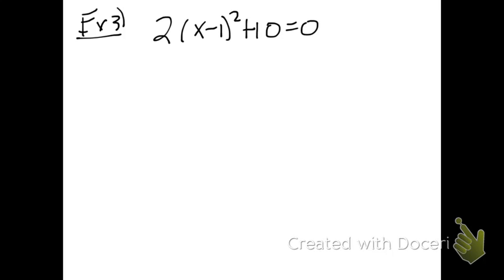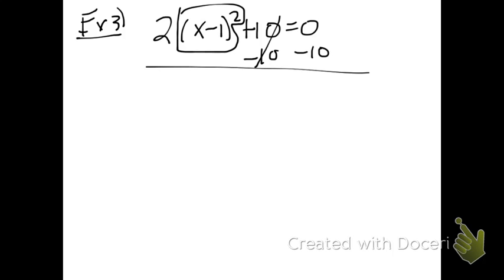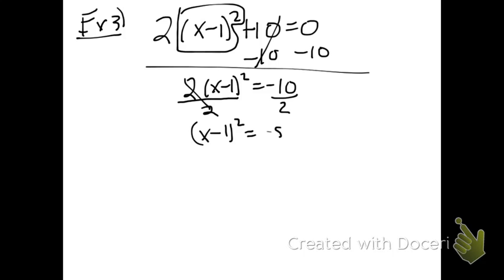All right, we'll end with one last example. Let's call this example 3, where I'm going to solve 2 times the quantity x minus 1 squared plus 10 equals 0. Same idea as the last section. I'm going to isolate the squared term. So I'm going to subtract 10 from both sides, and I'm going to have 2 times the quantity x minus 1 squared equals negative 10. Let's divide everything by 2, and I get x minus 1 quantity squared equals negative 5.